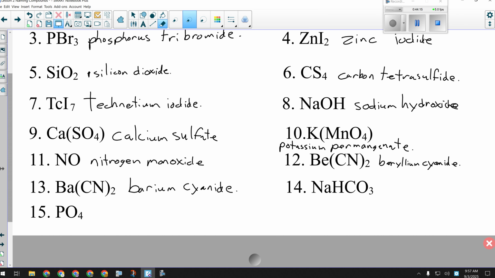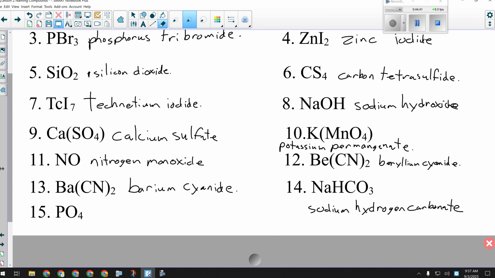Okay, number 14, ionic or molecular? Okay, it's ionic, sodium is a metal. Okay, this stuff you probably have in your kitchen. Anyone know what the common name for sodium hydrogen carbonate is? Or sodium bicarbonate, it's sometimes called? That is baking soda, yeah.